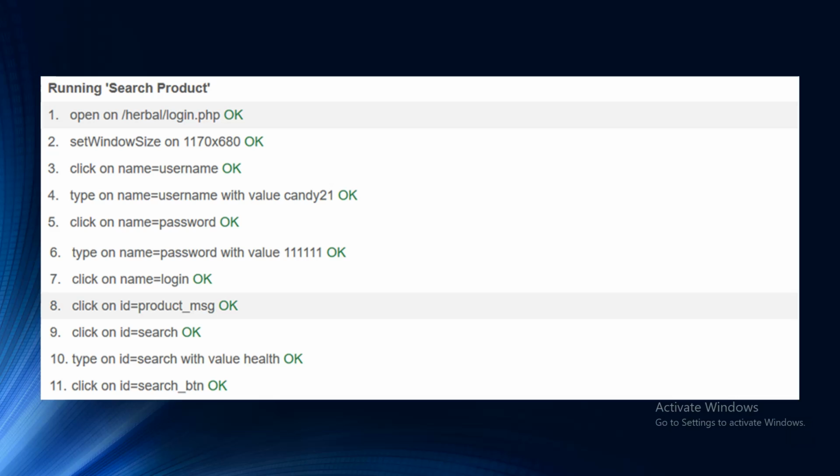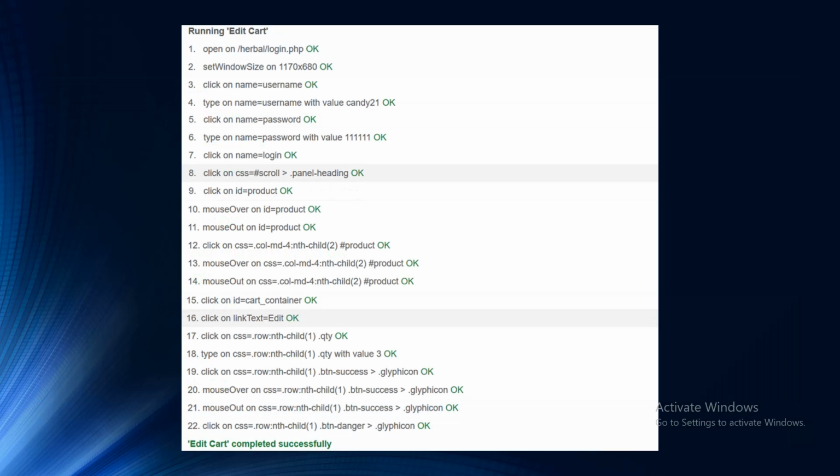Then it's about the search product function. The user needs to log into the system, click on the search text box, key in the keywords of the product, and click on the search button. Based on the Selenium result, it ran successfully. For the edit cart, as the picture shows, all the steps that need to be performed in this function got a successful result from Selenium.